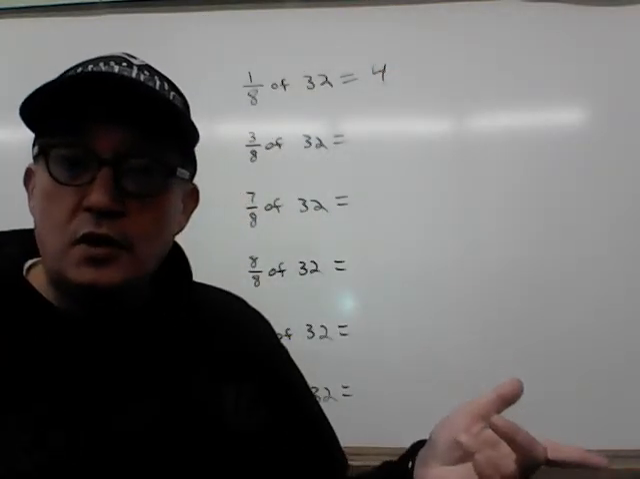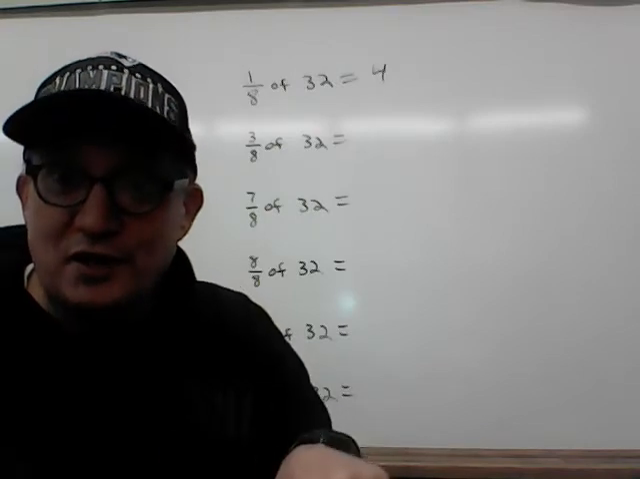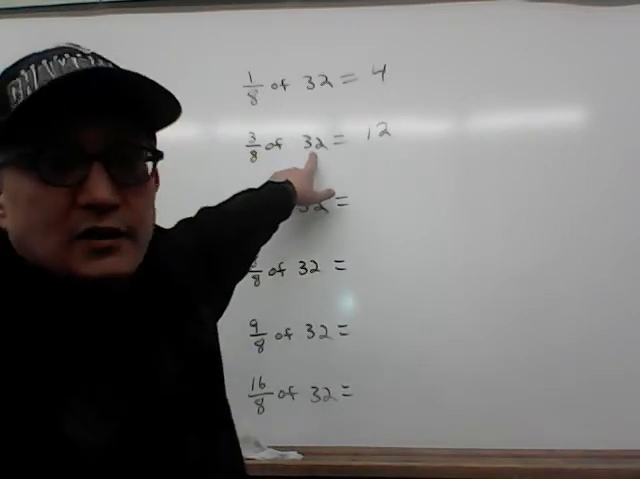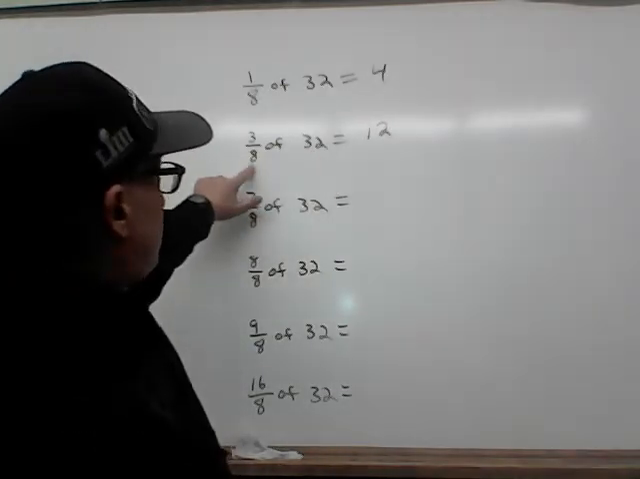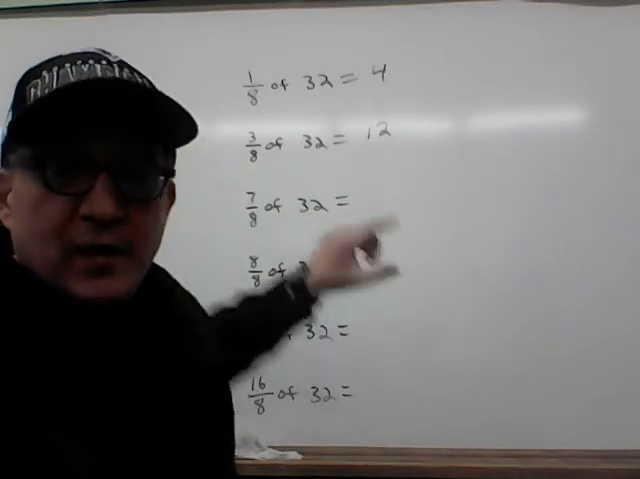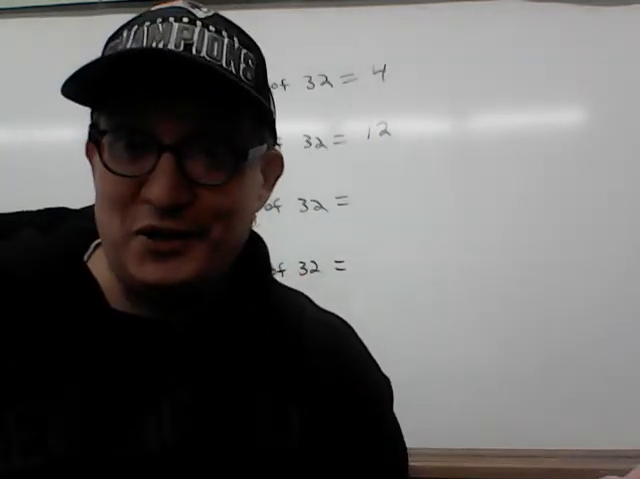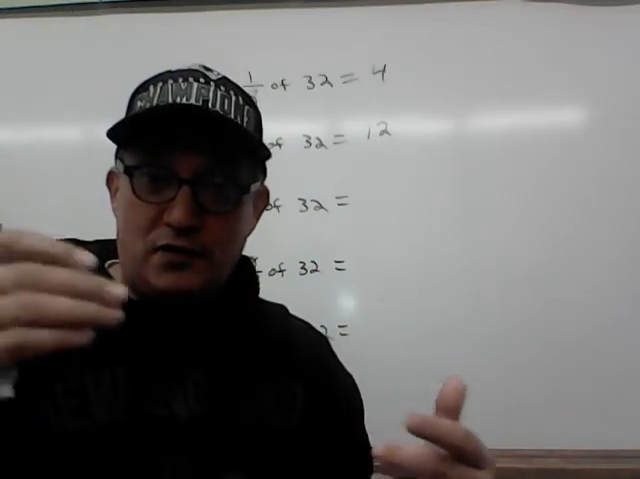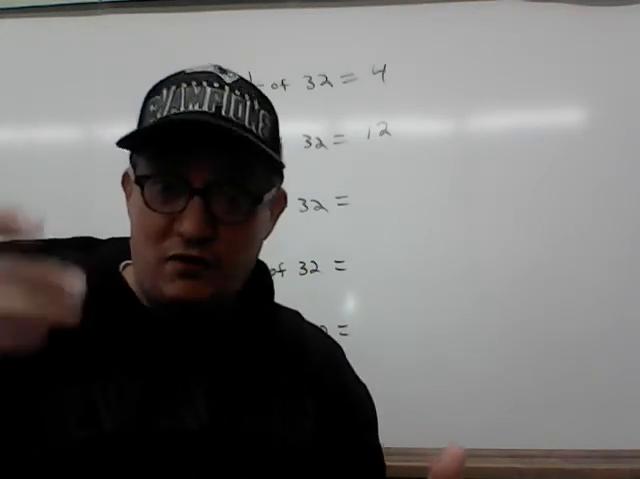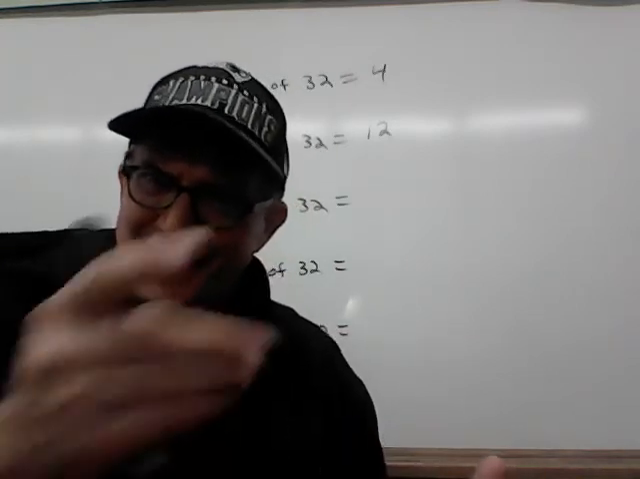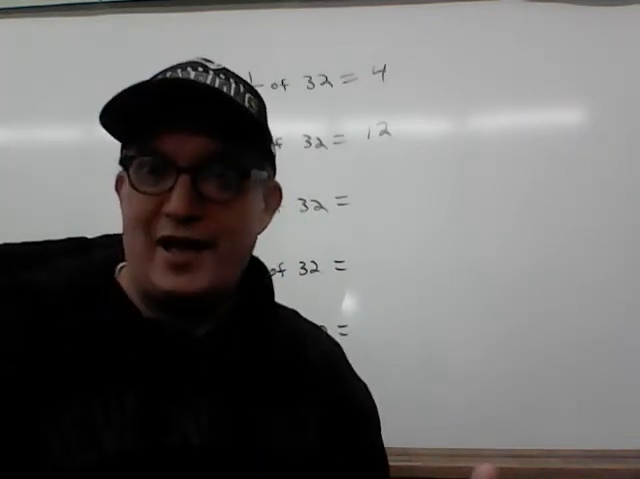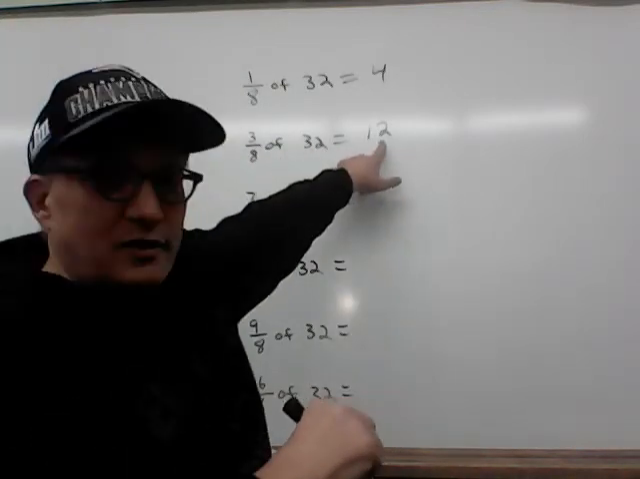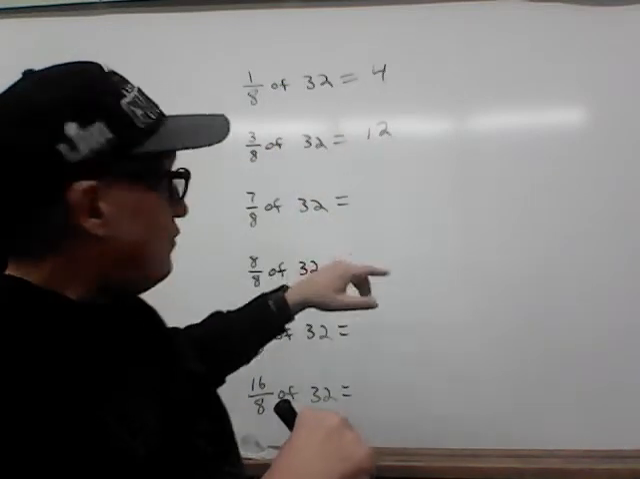3/8 of 32 is 3 times more than 1/8 of 32. So it's 3 times 4, or 12. Notice it's less than 16. Why do I say that? 3/8 is less than a half. If I had asked you for 4/8 of 32, right? Just think about that. 4/8 of 32. Well, 1/8 of 32 is 4. 4/8 of 32 would be 4 times 4, or 16. The 16 is half of 32 because 4/8 is 1/2, right? 4/8 simplifies to 1/2. But this is less than 16 because 3/8 is less than half.